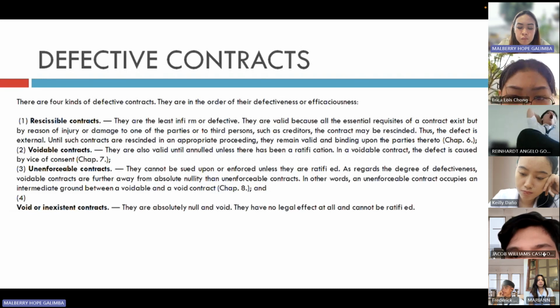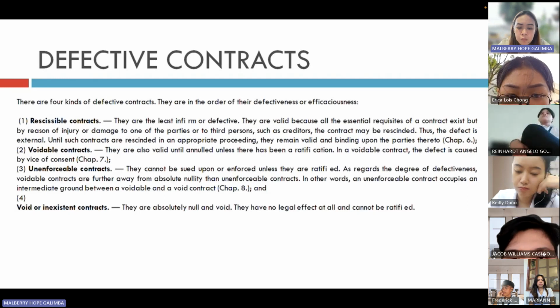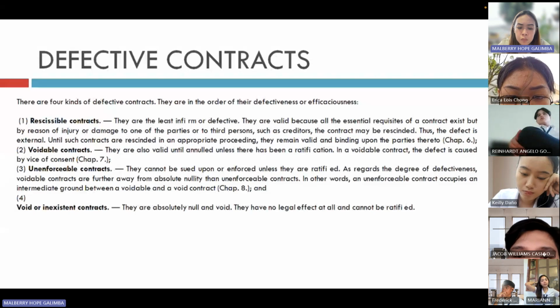Why is it important to know what the defective contracts are? Because in order for you to prevent creating one, in order for you to prevent signing one, what's the use of executing a contract that you know is defective? Contracts supposedly are meant to regulate the responsibilities or the obligations of the parties. It is the tangible proof of the agreement of the parties. Now let us go to the different kinds of defective contracts.